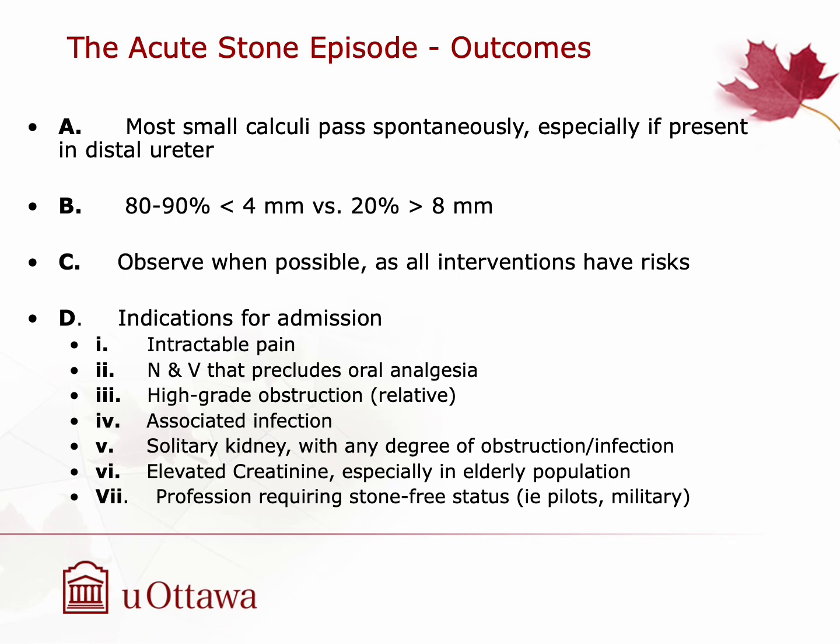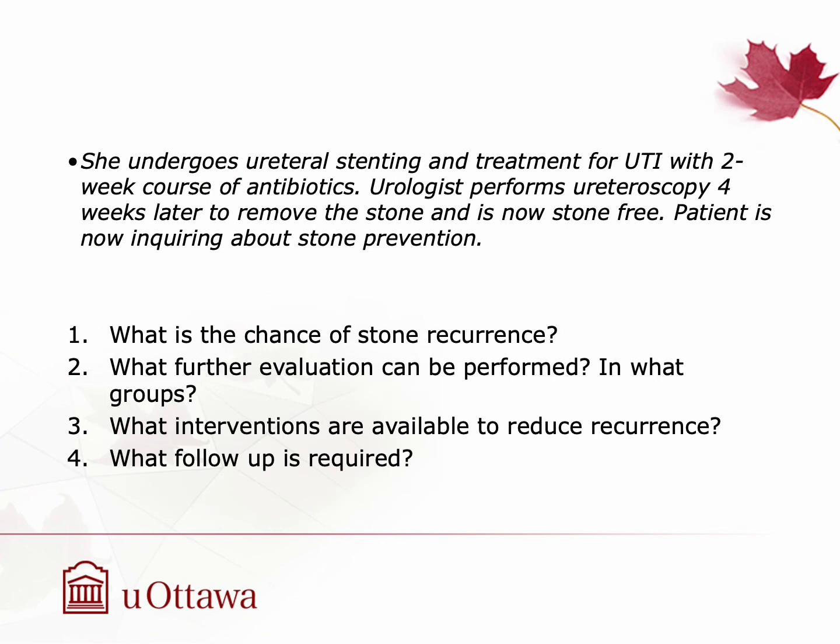We've talked a little bit about these issues already with respect to spontaneous stone passage, as well as the indications for admission to urology. So this patient undergoes ureteral stenting by the urologist and treatment for UTI with a 2-week course of antibiotics. The urologist now performs a subsequent ureteroscopy 4 weeks later to remove the stone. The patient's now stone-free. Patient is now inquiring about stone prevention. So some of the aspects to discuss: what's the chance of stone recurrence, what further evaluation can be performed, in what groups, what interventions are available to reduce recurrence, and what follow-up is required.